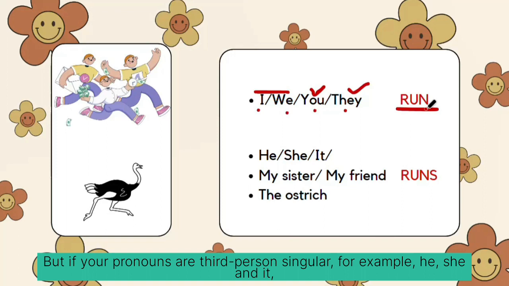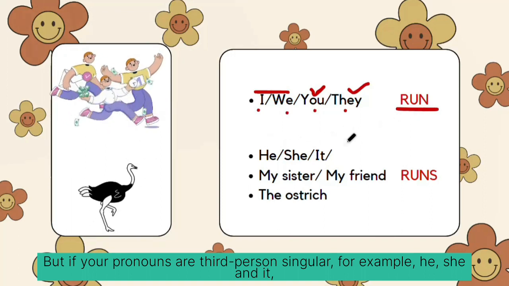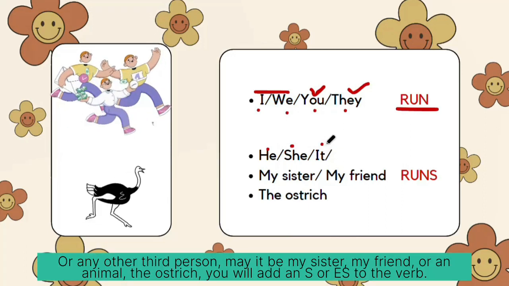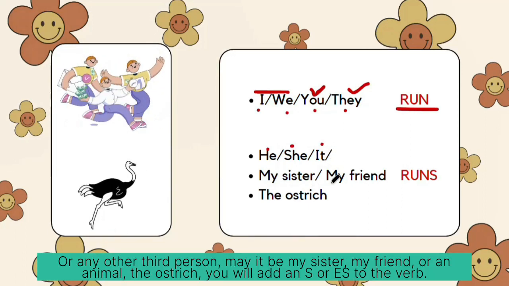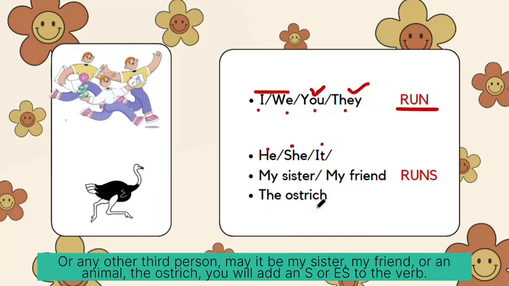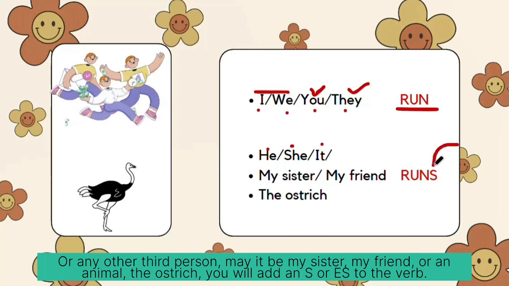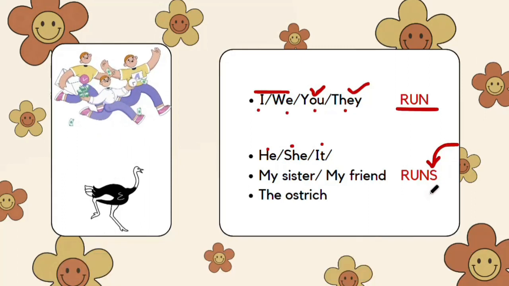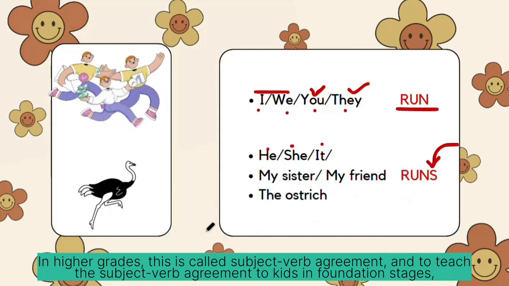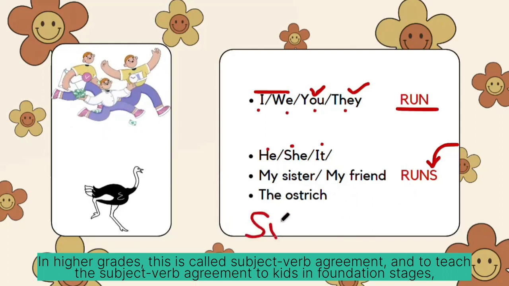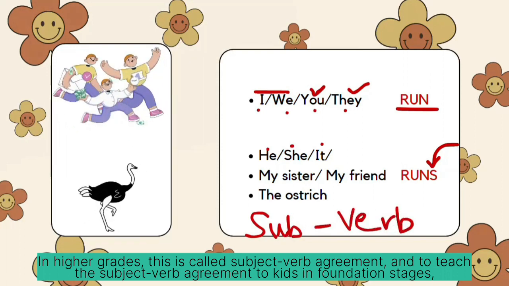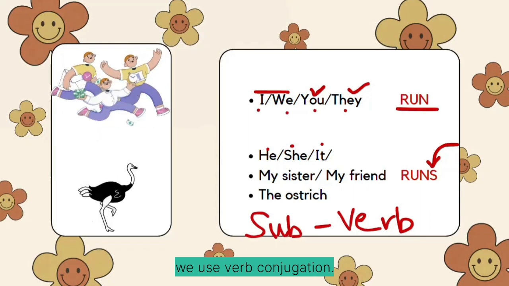But if your pronouns are third person singular, for example, he, she, and it, or any other third person, may it be my sister, my friend, or an animal, the ostrich, you will add an S or ES to the verb. In higher grades, this is called subject-verb agreement. And to teach this subject-verb agreement to kids in foundation stages, we teach them verb conjugation.